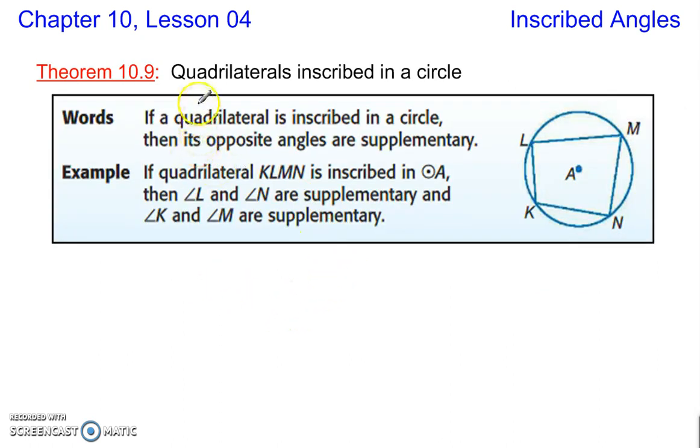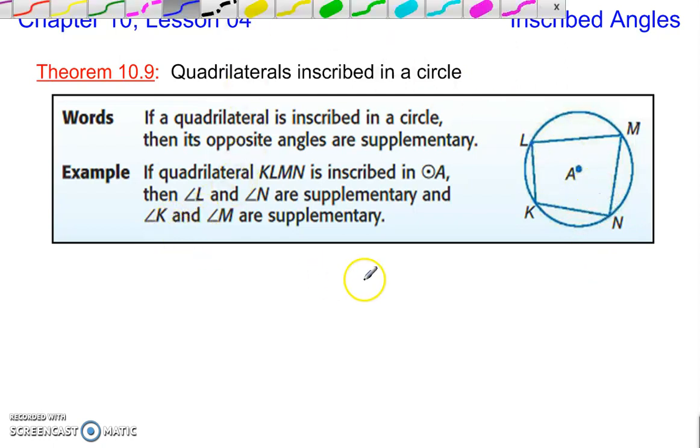Quadrilaterals inscribed in a circle. Theorem 10.9. If a quadrilateral is inscribed in a circle, then its opposite angles are supplementary. Like L and N are supplementary. It's supposed to be a right angle. So L and N are supplementary, and K and M.